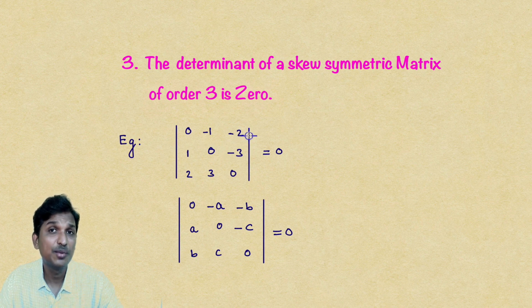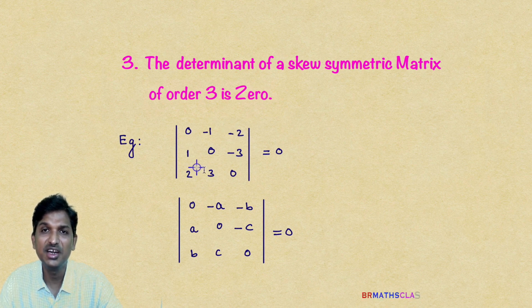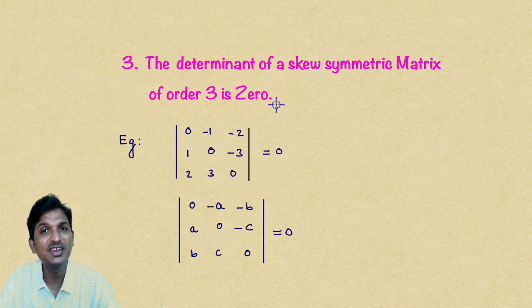What is the skew symmetric matrix pattern? First point, all diagonal elements will be 0. If you observe the elements in this L shape and this L shape, exactly opposite sign will be there. Same number with opposite sign. Here +1, -1, +2, -2, +3, -3. If the determinant is like this, it is a skew symmetric matrix. Without expanding this determinant, I can say that the value of this determinant is 0. Why? Because we know that the determinant of a skew symmetric matrix of order 3 is 0.